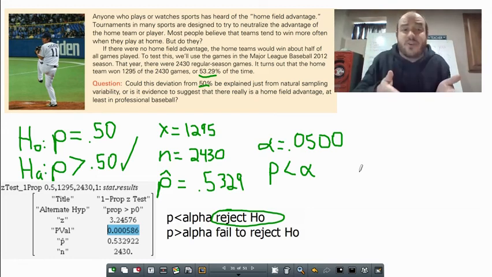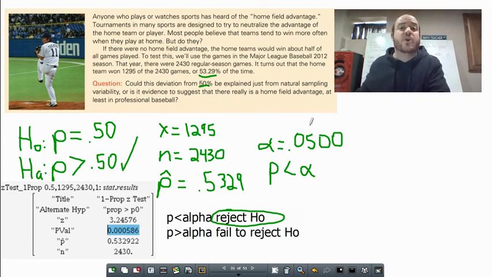Our calculator did all the hard work and gave us the p-value. We just had to look at the p-value and the alpha and see which one was bigger. Then you make your conclusion statement based off of that. This is a full hypothesis test, and this is what we're going to do over and over and over for the rest of the year.